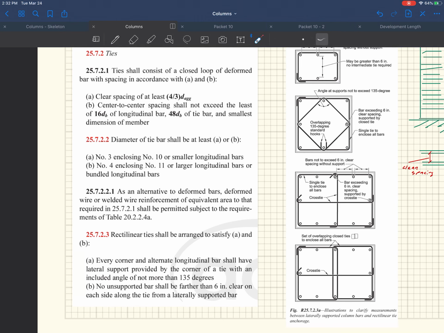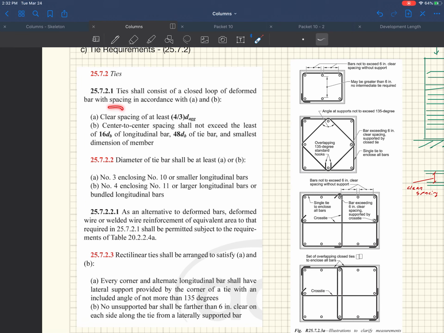So according to ACI, the clear spacing has to be 4/3 the diameter of the aggregate. So your spacing has to be bigger than the diameter of the aggregate. Makes sense, right? You want to make sure your aggregate can fit in between the reinforcement, in between the spiral, or in this case, the ties. And then the center to center spacing shall not exceed 16 d_b of the longitudinal bar, 48 d_b of the tie bar, and the smallest dimension of the member.